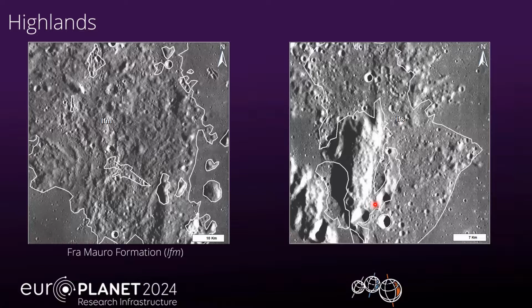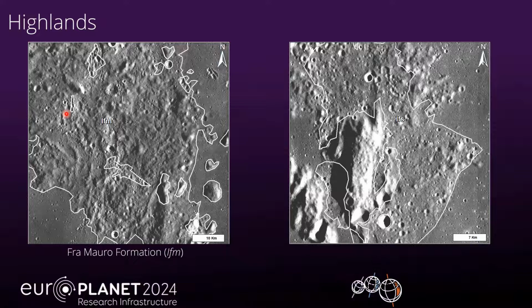And here you can see, for example, the Fra Mauro formation. This is one of the ejecta units that formed during the formation of the Imbrium Basin, which is a big basin in the northwestern part of the near side of the moon. And so that's very rugged stuff because that's ejecta material. It ran out over the existing topography and basically makes this really knobby material.